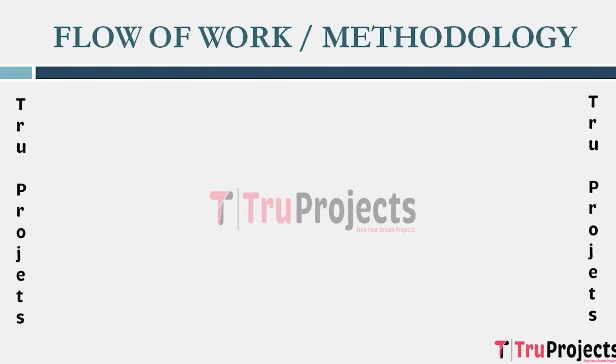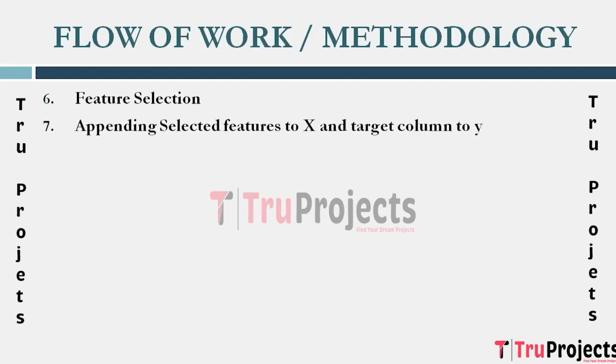The next module is feature selection. This step involves identifying and selecting the most relevant features for model training. This step helps in enhancing model performance by focusing on key variables. The next module is appending selected features to X and target column to Y. This step involves structuring the data for model training by separating features as X and target variable as Y. The next module is splitting the data into train and test. This module involves dividing the dataset into training and testing sets. This is crucial for assessing the model's performance on unseen data.